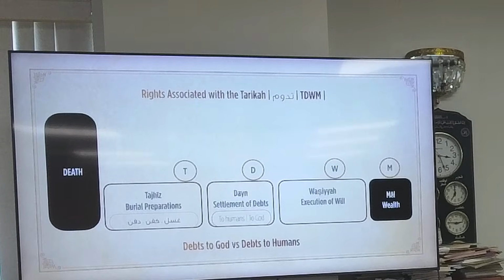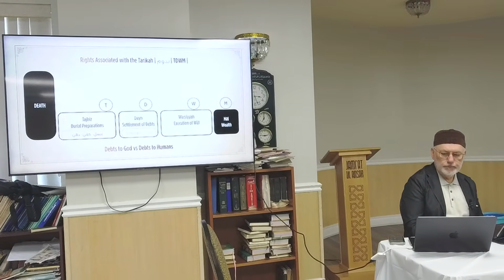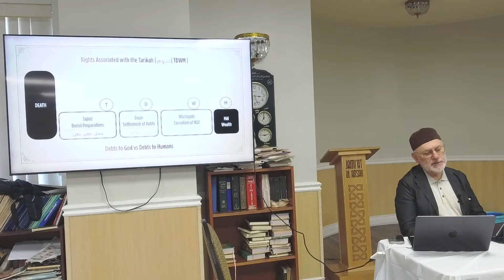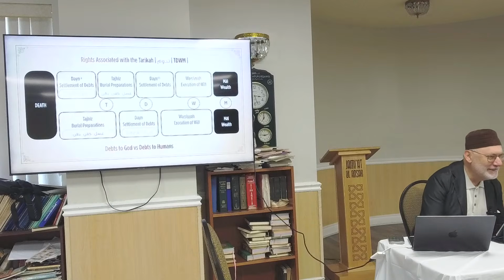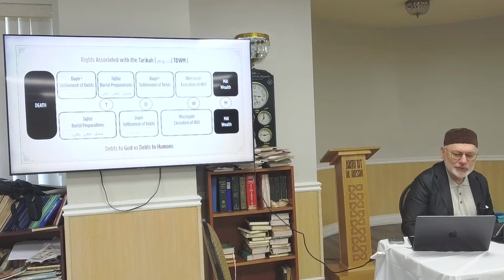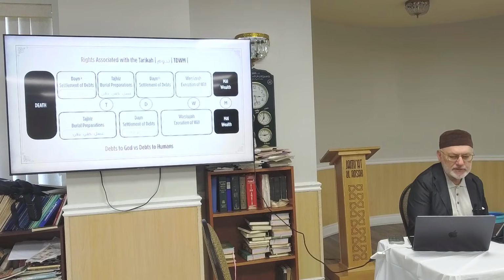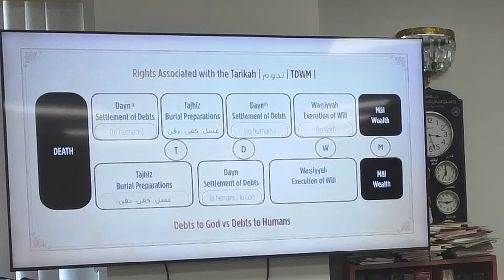So if someone, for example, didn't pay their zakat, that's a debt to God. If someone didn't perform their hajj, that's a debt to God. And then you execute the will, and then you distribute whatever is left. No, the Hanafis said, no, we're going to do it in a nicer way. So first, we do the dayn. We settle the debts.